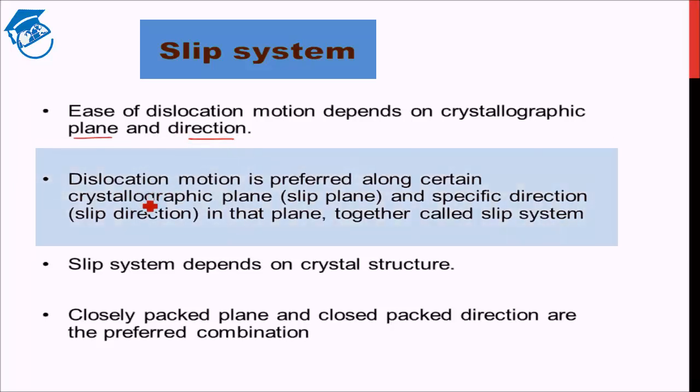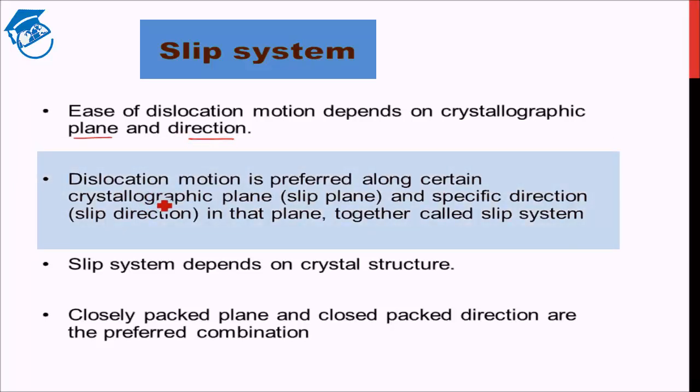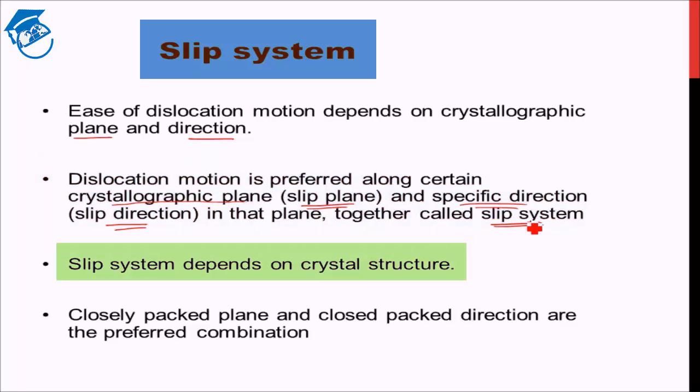So put together, dislocation motion is preferred along certain crystallographic planes which are known as slip planes, and in those slip planes along specific directions which are known as slip directions, and the combination of the slip plane and the slip direction is known as the slip system. Now the slip system for a particular metal depends on the crystal structure of that metal. So slip system is a property of the crystal structure, as we'll see in the next slide.